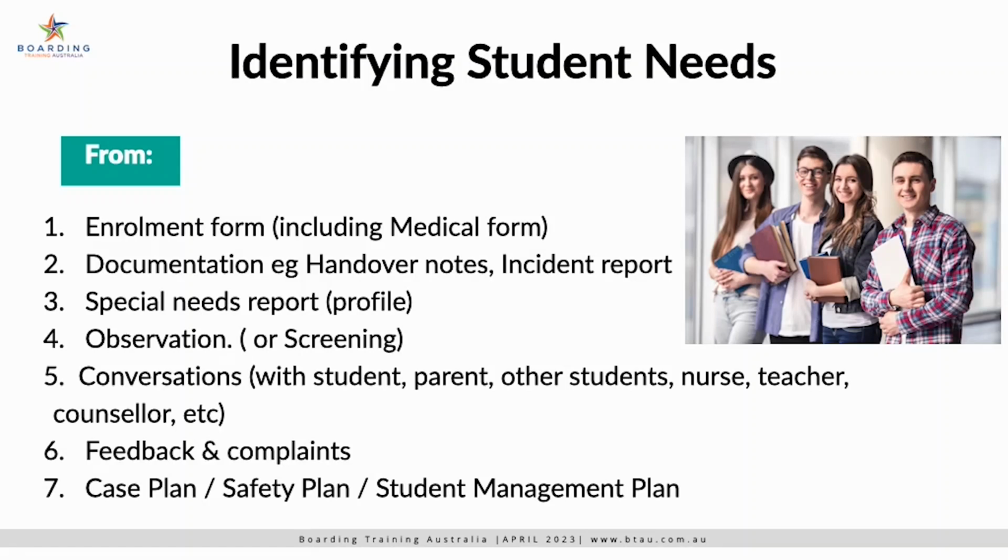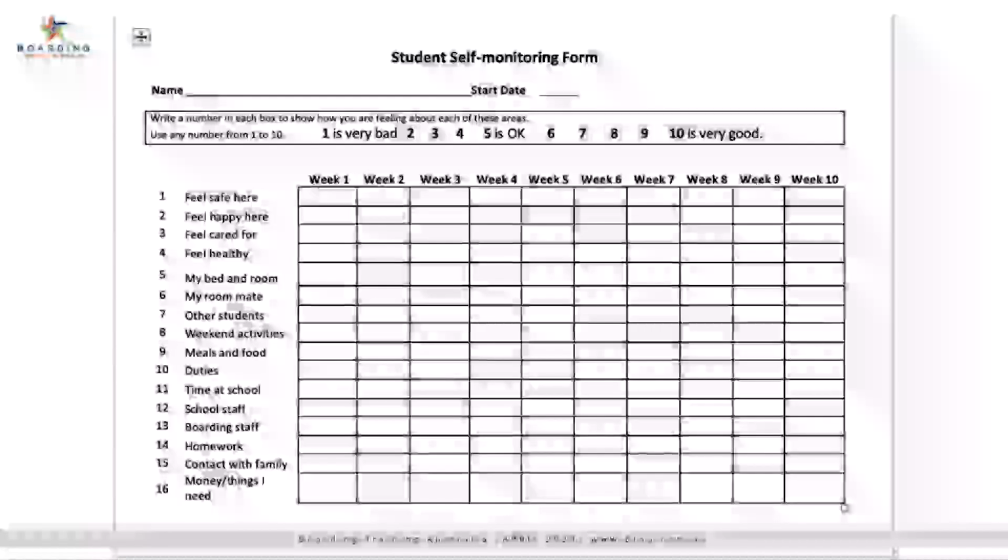You can even get information from feedback and from complaints, from formal documents such as case plans, student safety plans, student management plans. So all of these are documents where you can get information about a student to help meet their needs. So this is about identifying their needs so you can then address their needs.